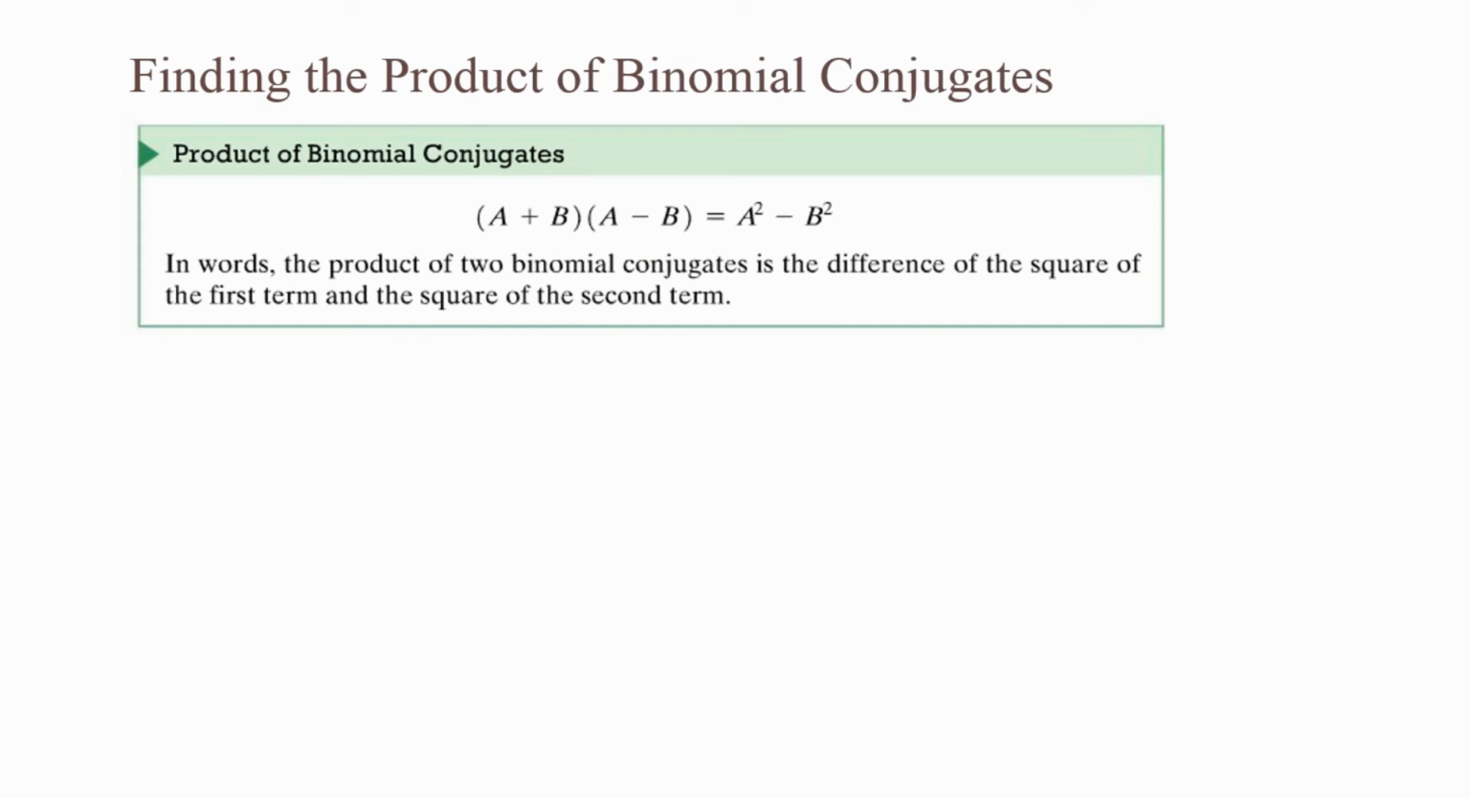Finding the product of binomial conjugates. Binomial conjugates are when you have the same numbers but different signs for your binomials. (a plus b) times (a minus b) equals a squared minus b squared. In words, the product of two binomial conjugates is the difference of the square of the first term and the square of the second term.